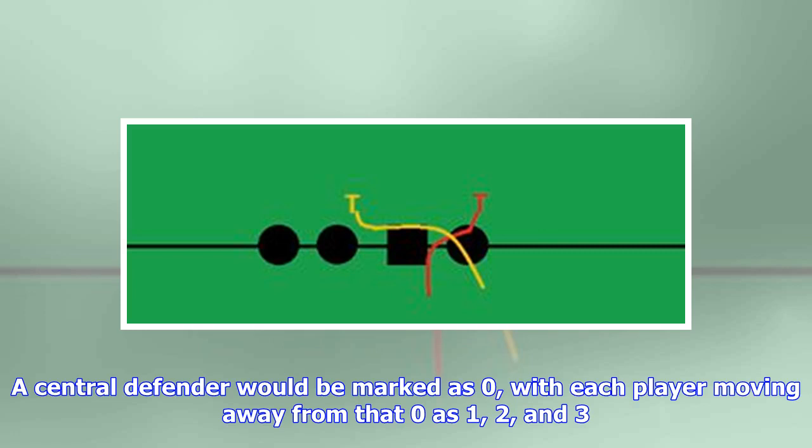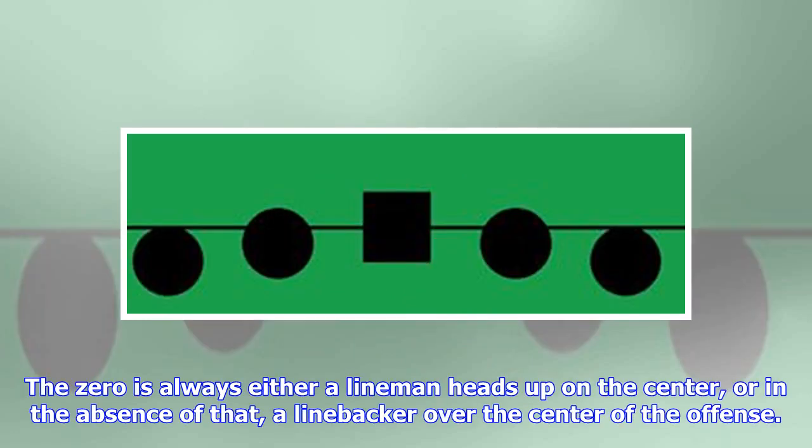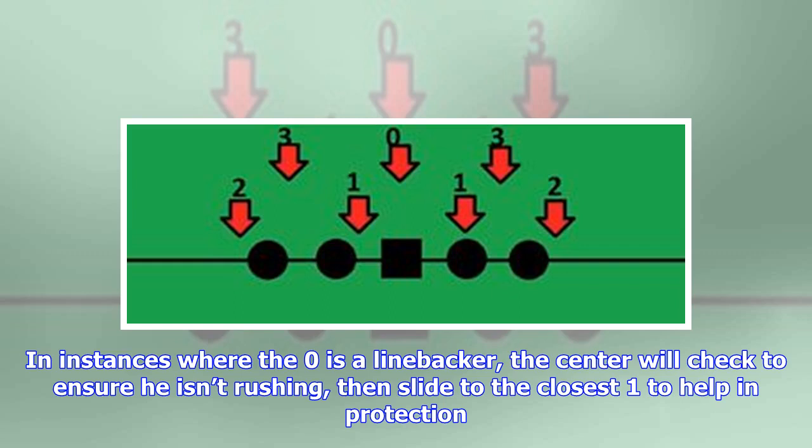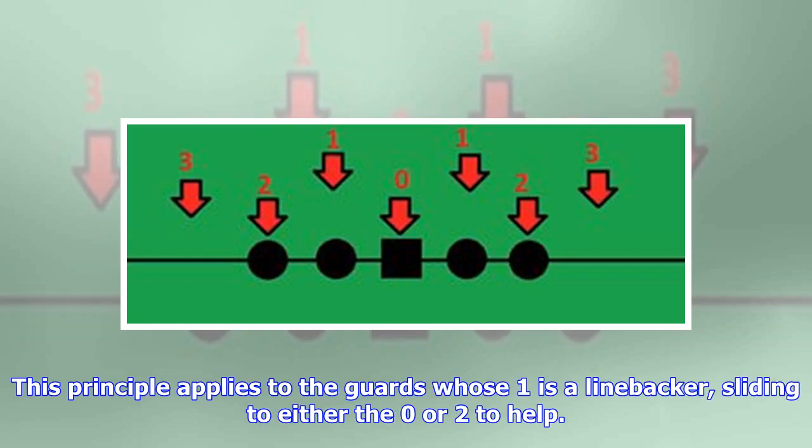A central defender would be marked as 0, with each player moving away from that 0 as 1, 2, and 3. The 0 is always either a lineman heads up on the center, or in the absence of that, a linebacker over the center of the offense. In instances where the 0 is a linebacker, the center will check to ensure he isn't rushing, then slide to the closest one to help in protection.